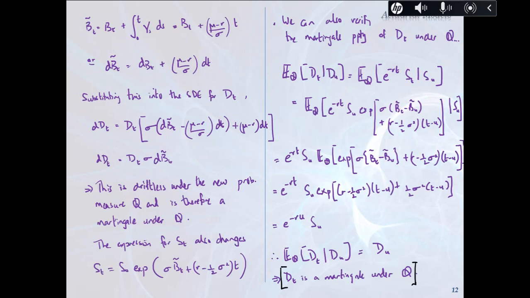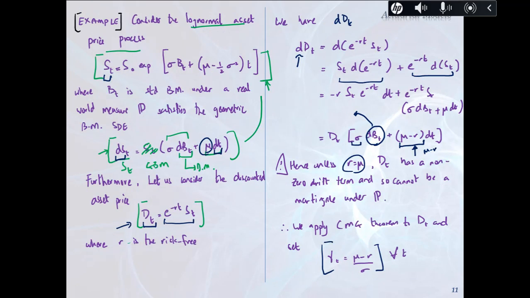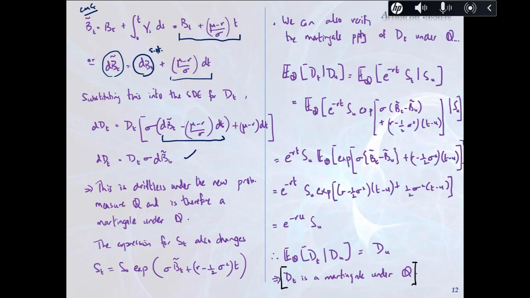Okay, so B_t tilde on the CMG, calculate it, you get this. Now dB_t, you make it the subject of the formula, you get dB_t tilde minus this part, here it is. So you have replaced in this expression, and after simplification you see that it is driftless under the new probability measure. Okay, so the expression for S_t with that new Brownian motion B_t tilde, you will see it is given like this now.